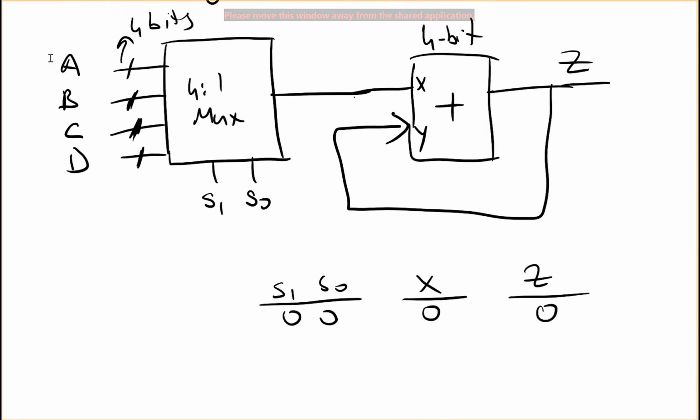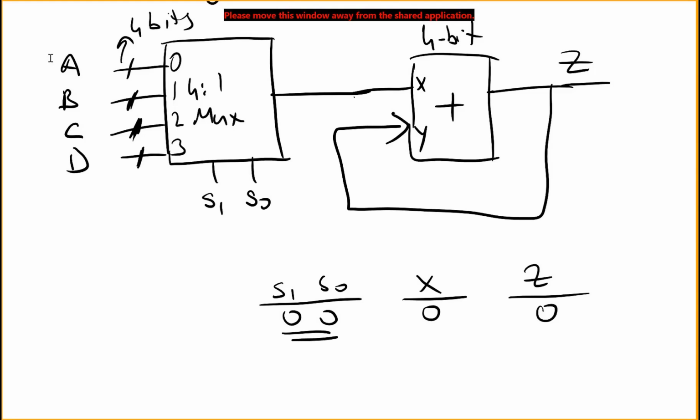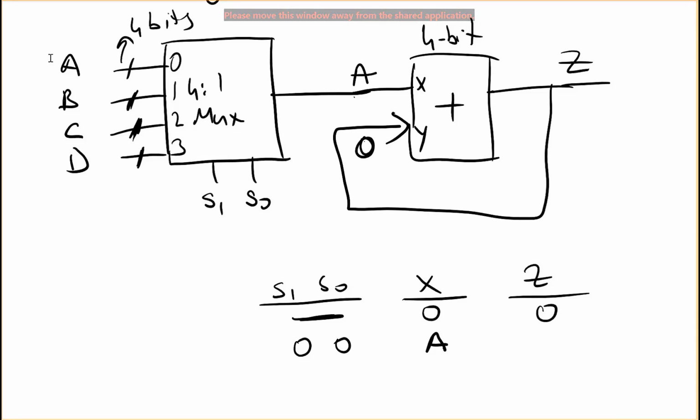So what happens if this is 0, 0? I will be selecting. So this is my 0, 1, 2 and 3 input. So if this is 0, 0, right? Let me do this. So initially I don't define my S1 and S0. So if I make it 0, 0, then my X input will be A. Since initially Z is 0, so I will have 0 here and A here. If I add A and 0, I will get A here. So my Z will become A.